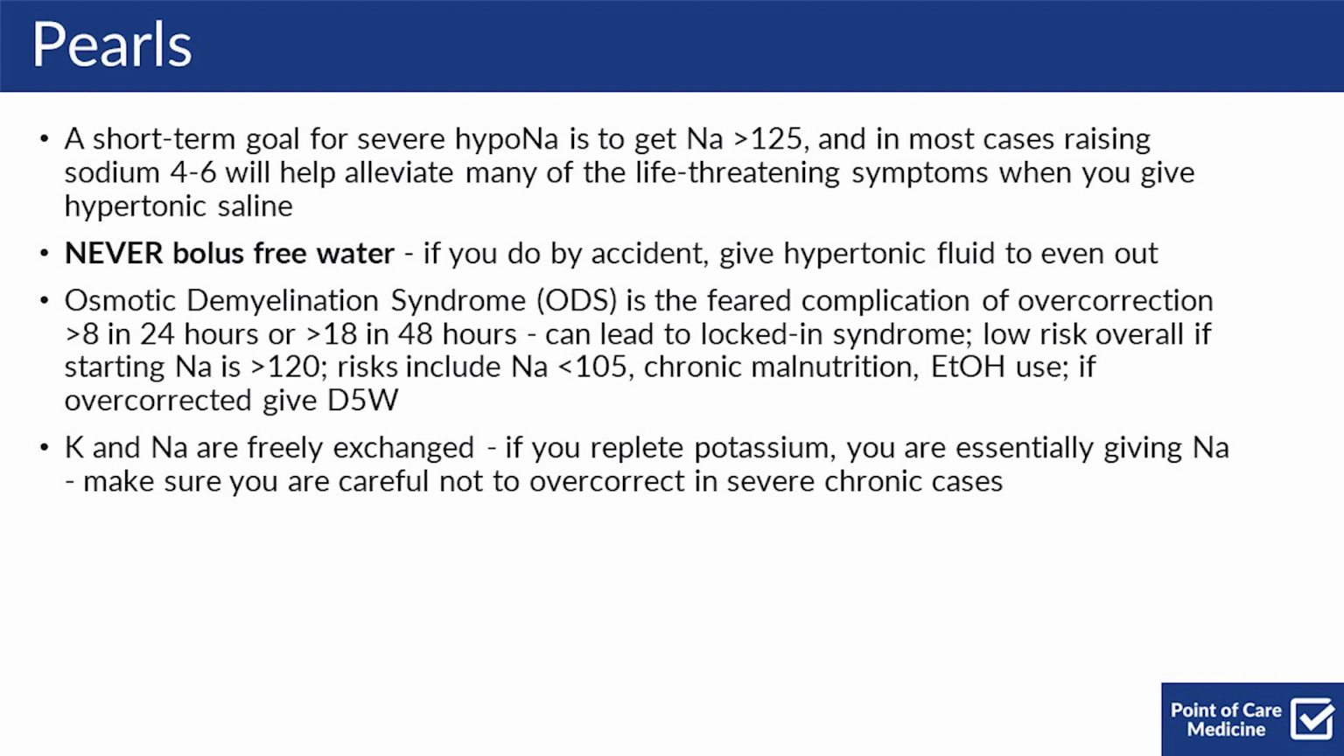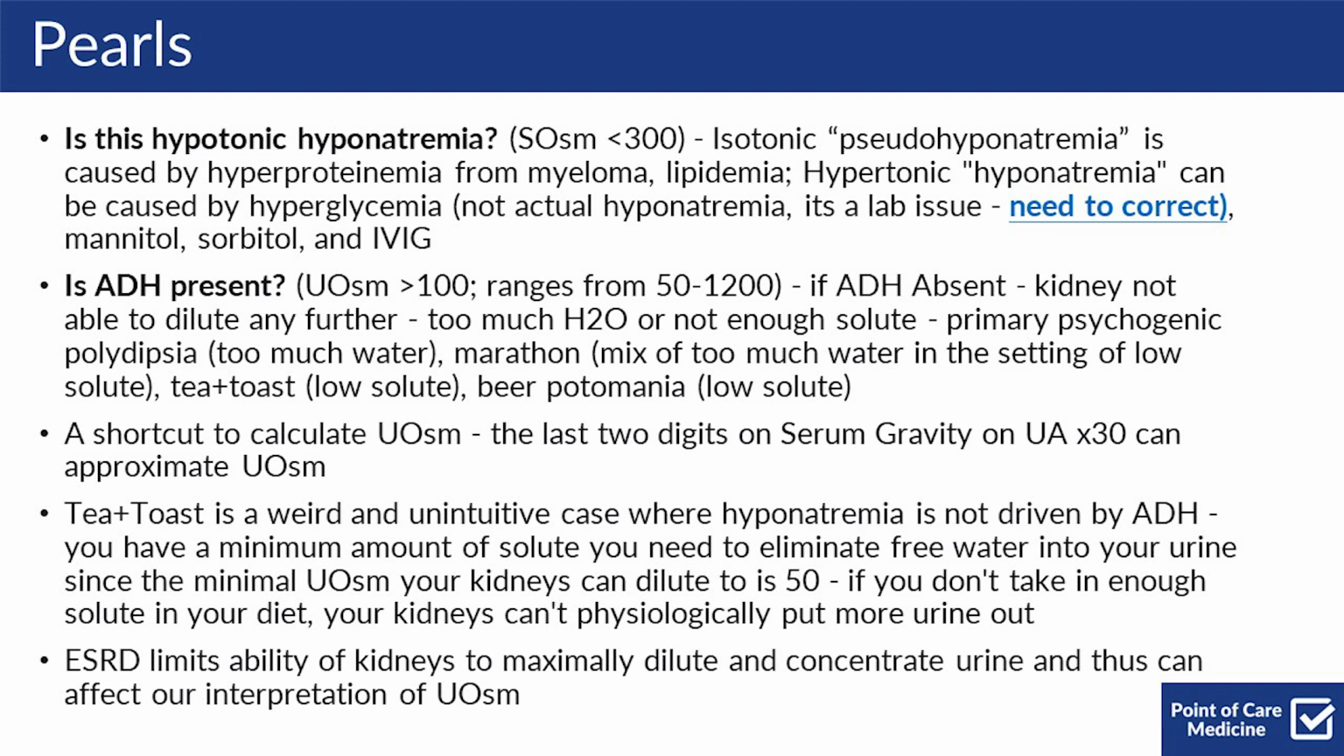In terms of your etiology, you start by asking, is this hypotonic hyponatremia? This is based on your serum osms being less than 300. One of the things is isotonic pseudohyponatremia, and that's caused by hyperproteinemia. This is often from myeloma or lipidemia. If you have hypertonic hyponatremia, this can be caused by hyperglycemia. And note that this is not actually hyponatremia. It's a lab issue and you need to correct, and we'll link off to the formula you can use to do so.